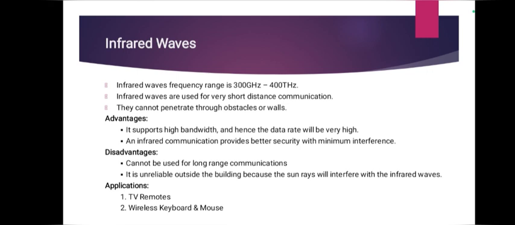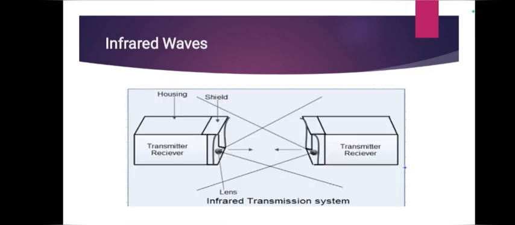The advantages are that it supports high bandwidth and hence the data rate will be very high, and infrared communication provides better security with minimum interference. It cannot be used for long range communications. It is unreliable outside the building because the sun rays will interfere with the infrared waves. It is applied in TV remotes, wireless keyboards and mice. This is the diagram of the infrared transmission system.